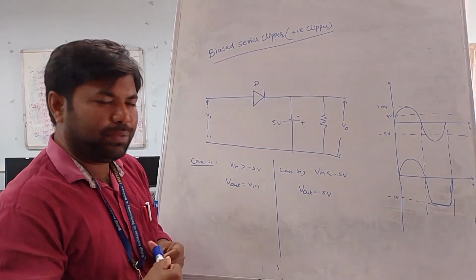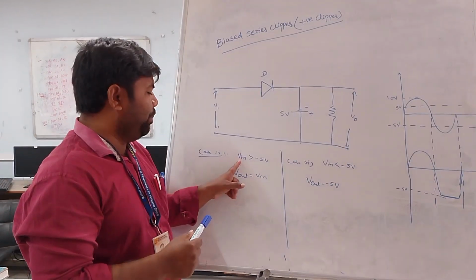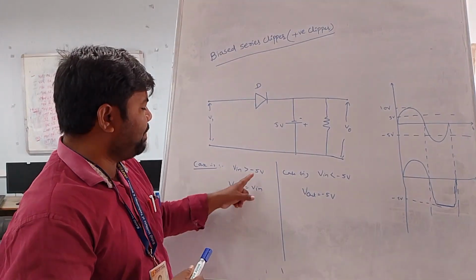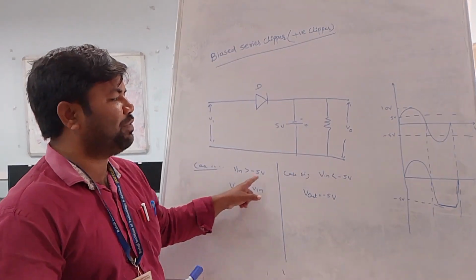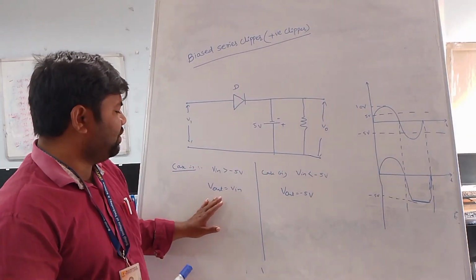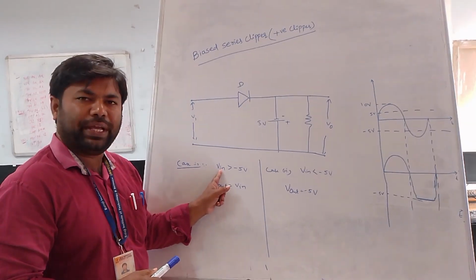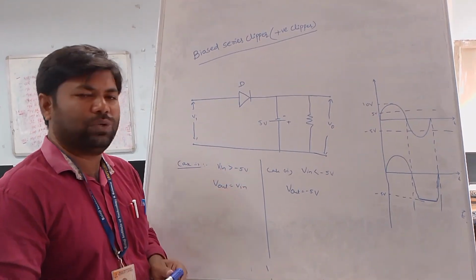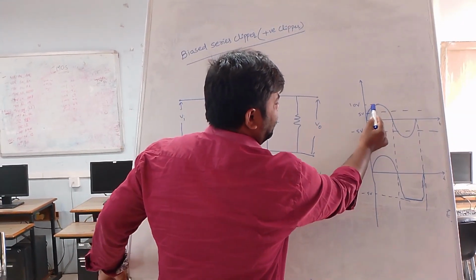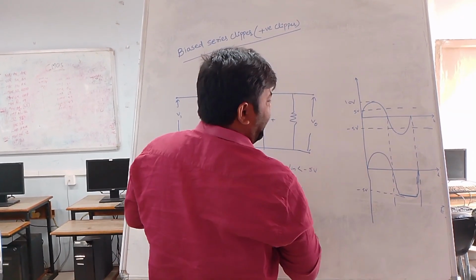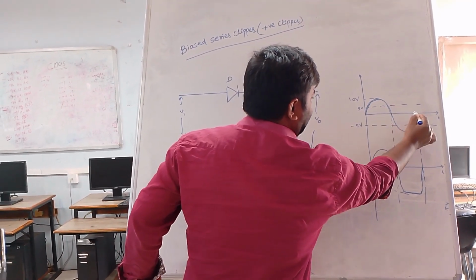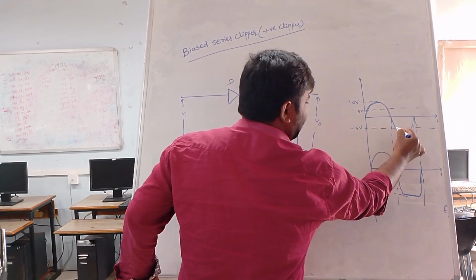So case number 1: input voltage greater than minus 5 volts. Here the battery reference voltage, how much? Minus 5 volts. So this one is minus 5 volts. First condition, what is that? Input voltage greater than minus 5 volts. That means the entire sine wave is greater than the reference. So this is the greater part of the input voltage, this part all.